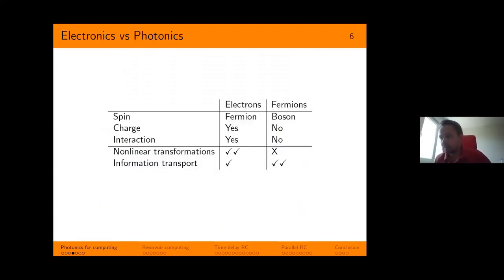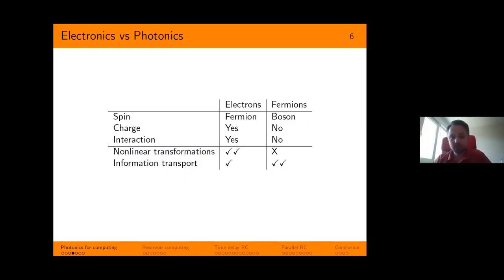Let's consider the electronics and the photonics from the point of view of their elementary particles. Represented here in this table, we have the electrons and the photons, which I labeled as fermions. Sorry, it's a mistake on my side. Here we may notice some fundamental differences. The electrons are fermions. They have a charge, and therefore they strongly interact. The photons, on the other hand, are bosons, they don't have a charge, and they do not interact.